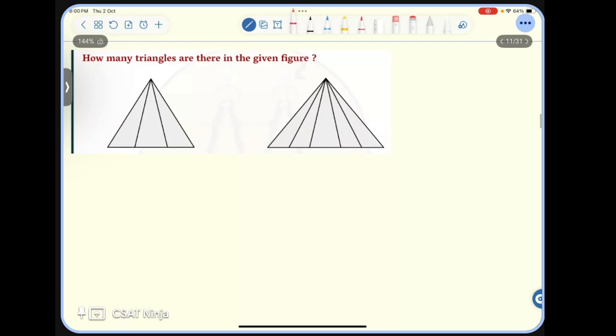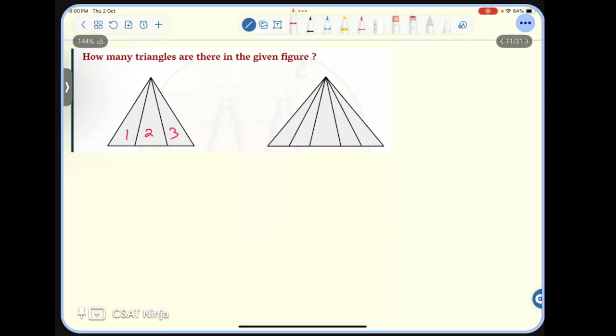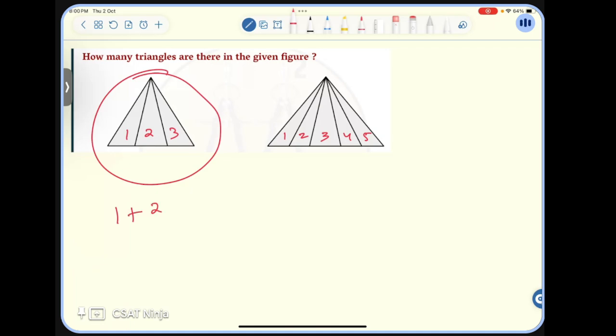I've done this one, but for your understanding, for the ones who haven't attended any of my classes, I'll just repeat it again. Whenever you see this kind of triangles, I just write one, two, three. I'll just number the triangles at the base here. So if I keep on numbering here, I'll sum the terms. In this case, if I number 1, 2, 3, how many triangles are in this figure? 1 plus 2 plus 3 gives a total of 6.